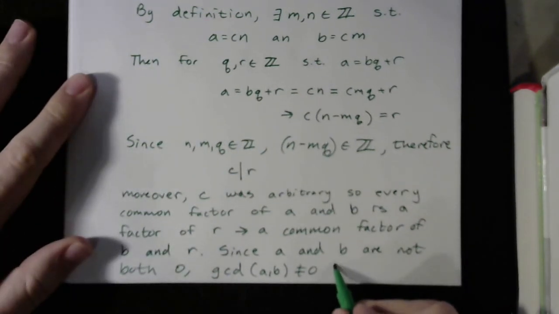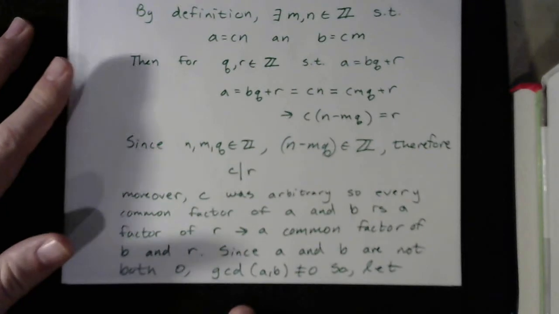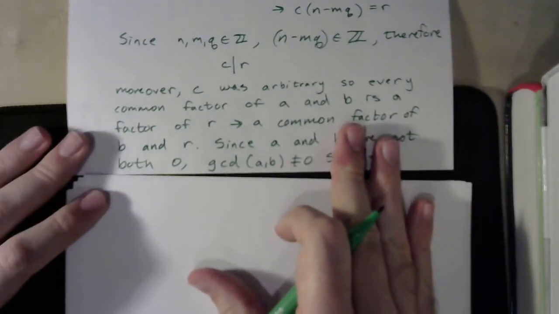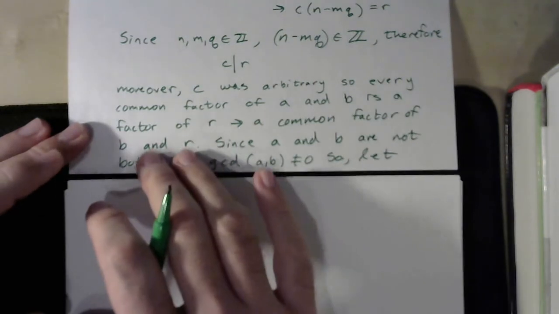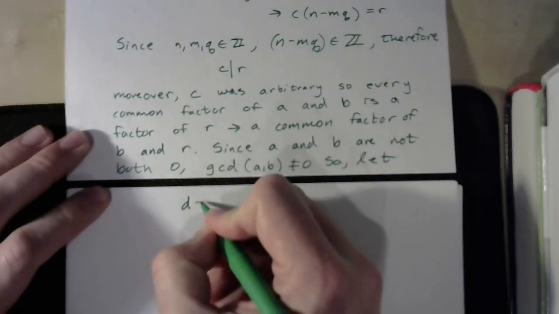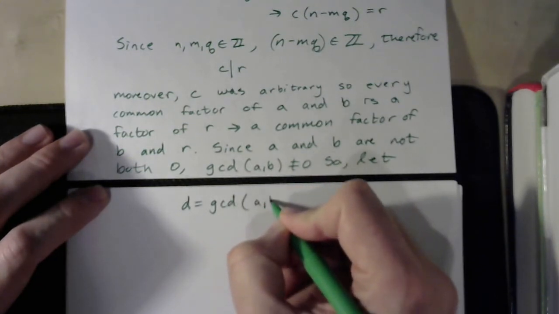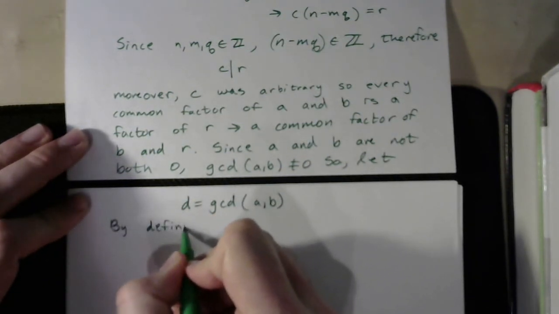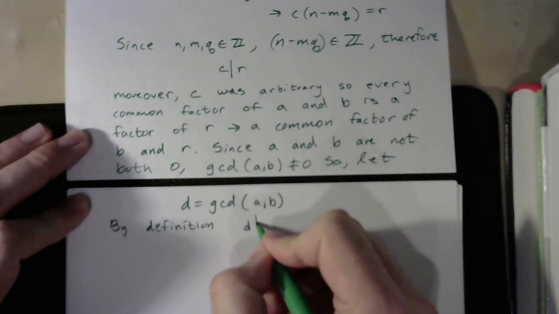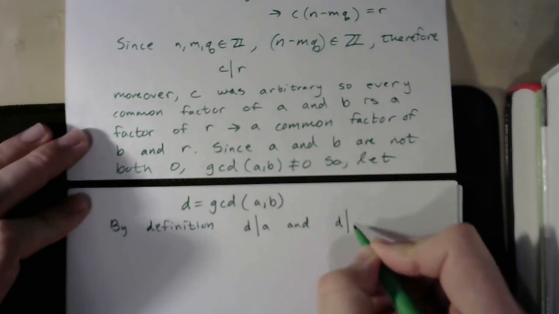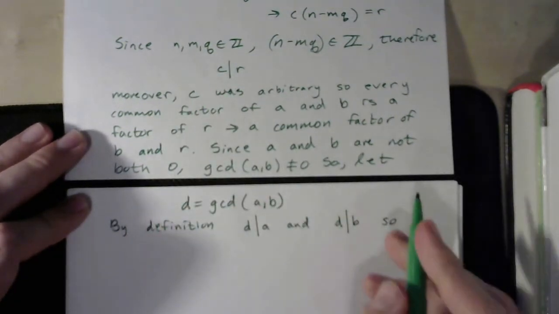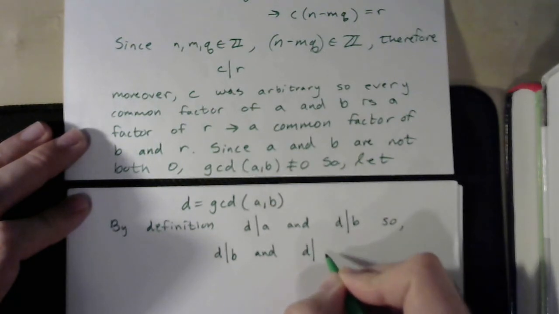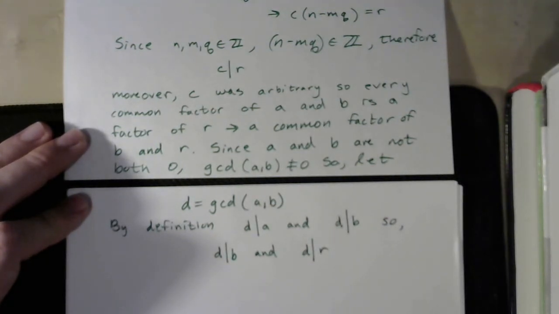So we're going to let D equal the GCD of A and B. By definition, D divides A and D divides B. So with what we proved up here, we also know that D divides B and D divides R.